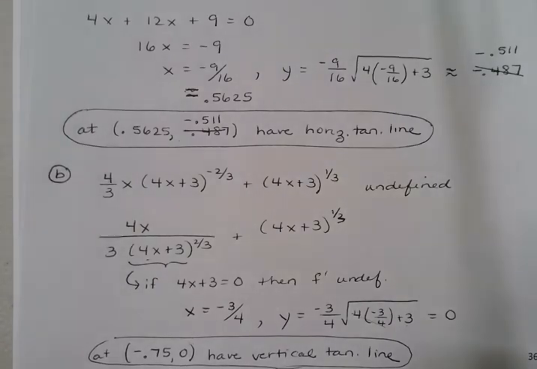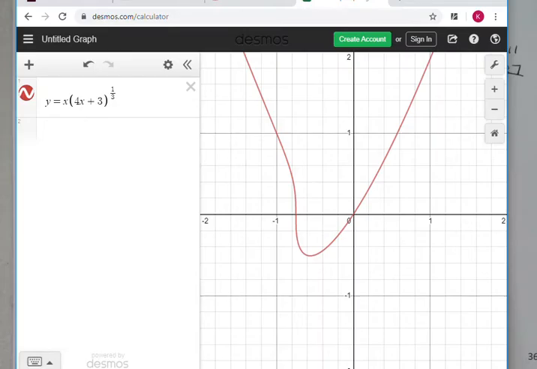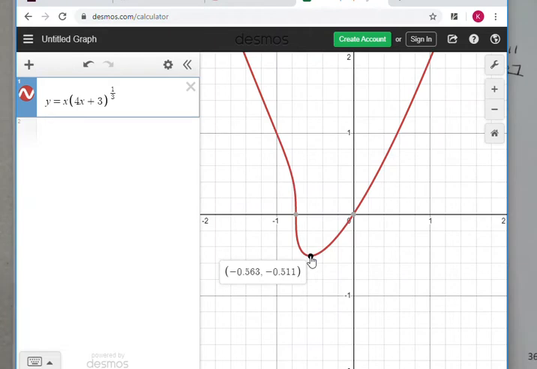So if we do go over to our Desmos screen here, I went ahead and typed in the function, so you can see it right there. There's the graph of our function. And our horizontal tangent line would be down right around here, where you see that minimum. And there it is, negative 0.5625, or negative 0.563 if we round, and negative 0.511.